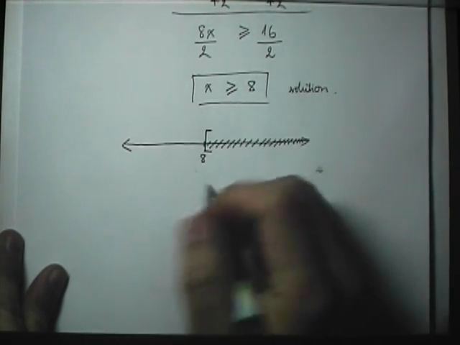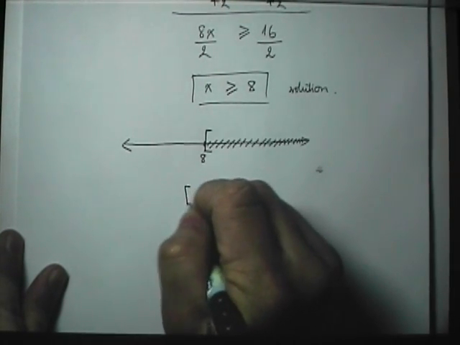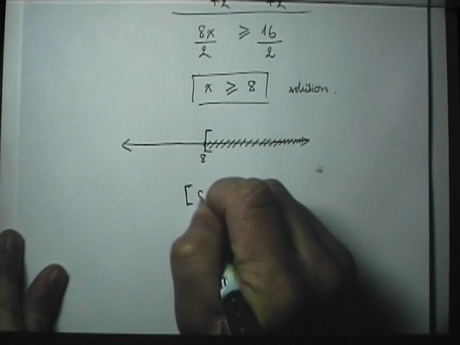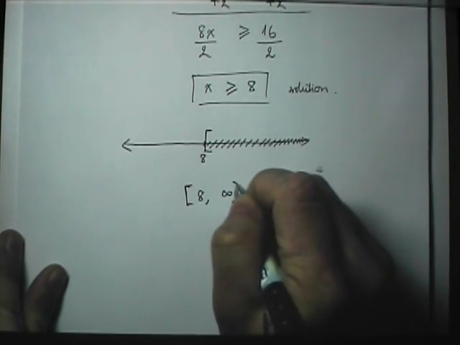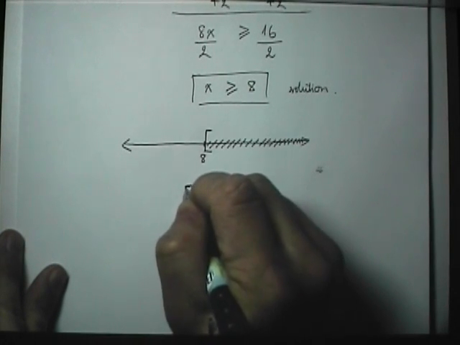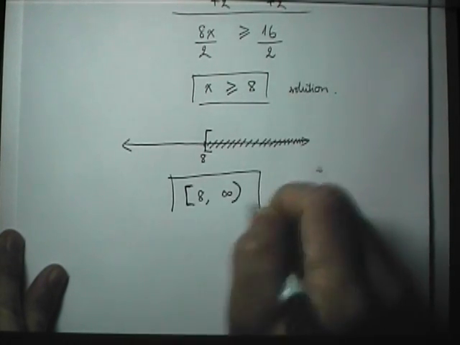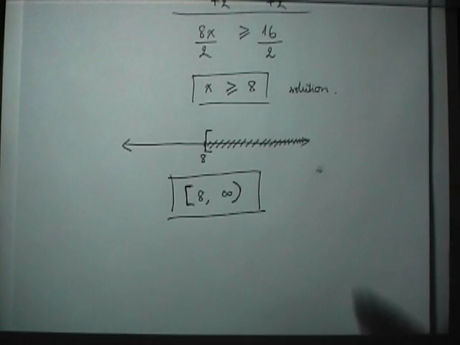And then the interval notation for the solution is going to be 8 comma infinity. And always parentheses on the infinity side, and here brackets on 8. And that's how we define our solutions.